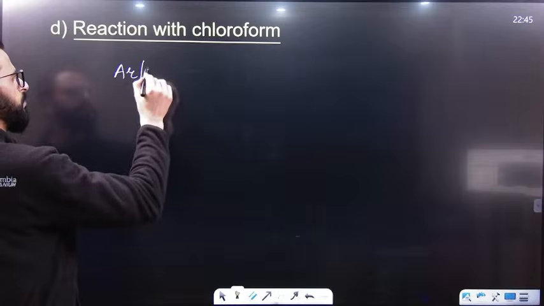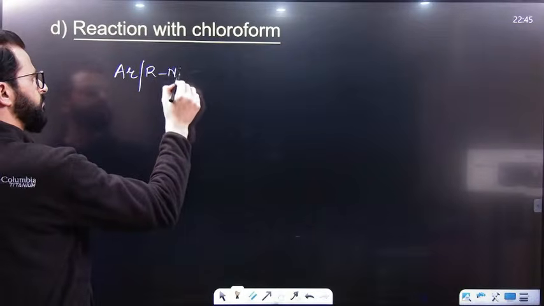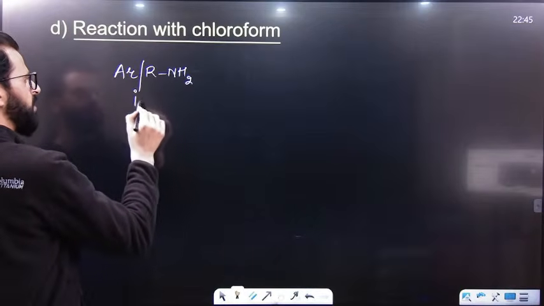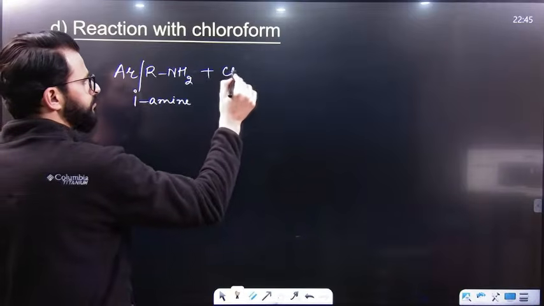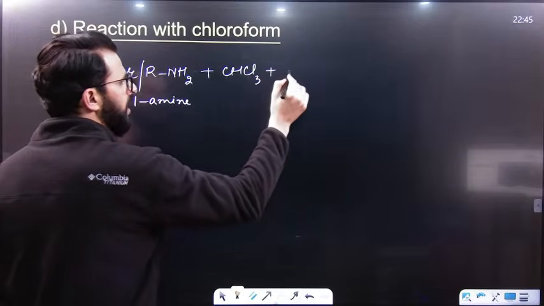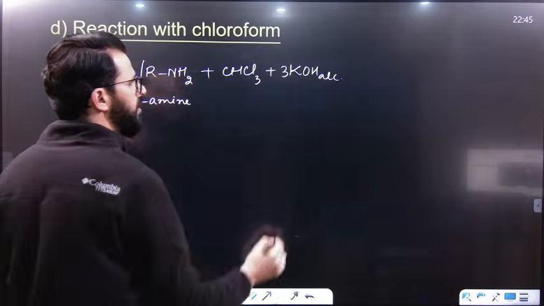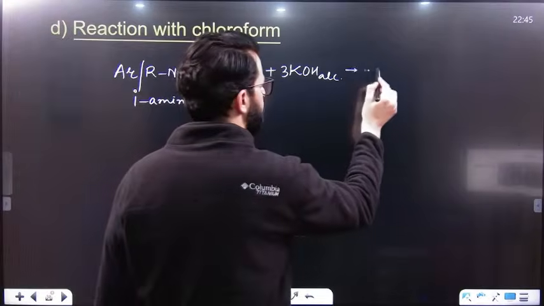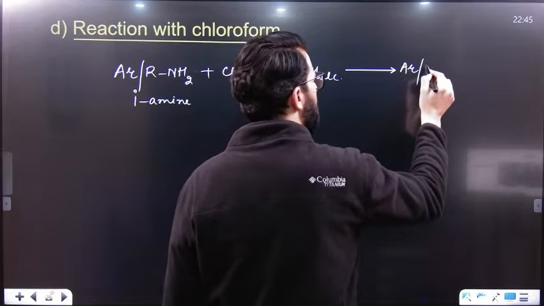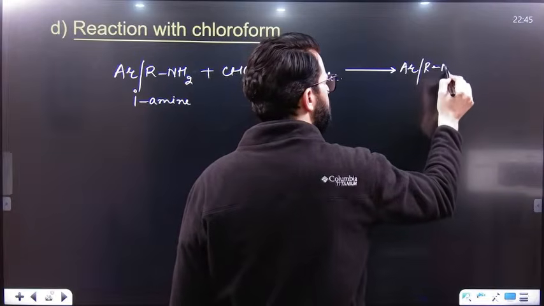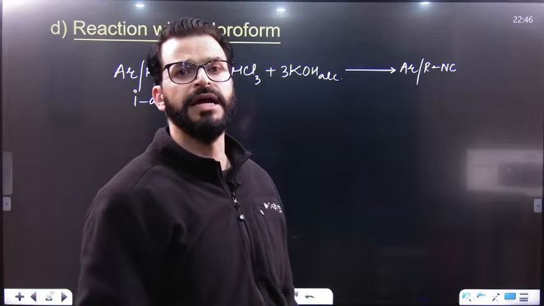Whenever you are having primary amine, whether it is aromatic or aliphatic. Which type of amine? Primary amine. Whenever it reacts with chloroform and in presence of alcoholic potassium hydroxide, which acts as a base, so I will write down thrice so that the reaction will be balanced. It always results in the formation of an isocyanide, or isonitrile, or carbyl amine.